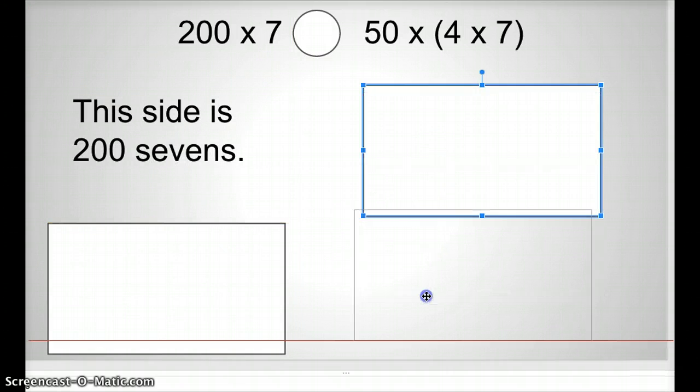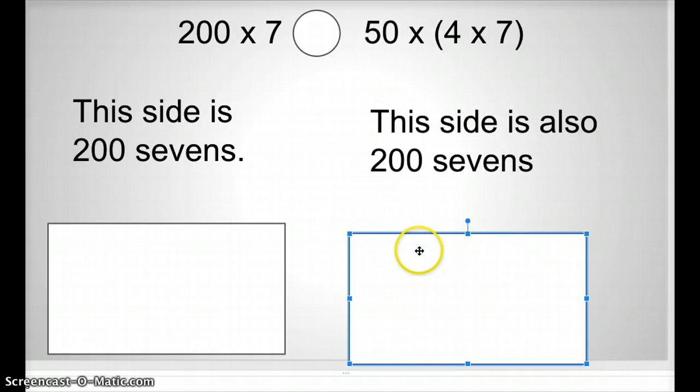This side is 200 sevens. This side is also 200 sevens. This is how you could explain it.